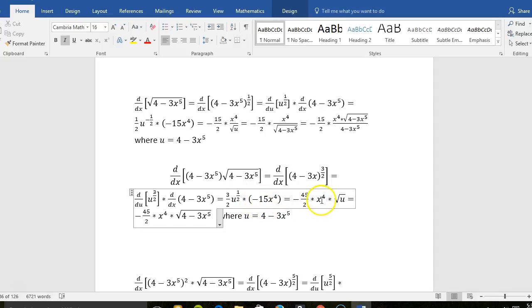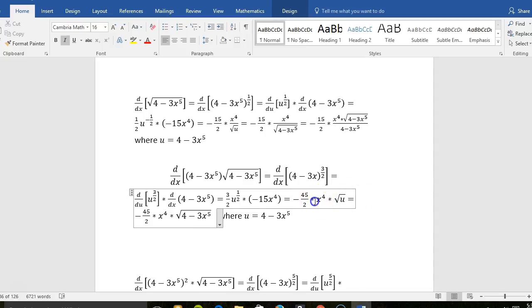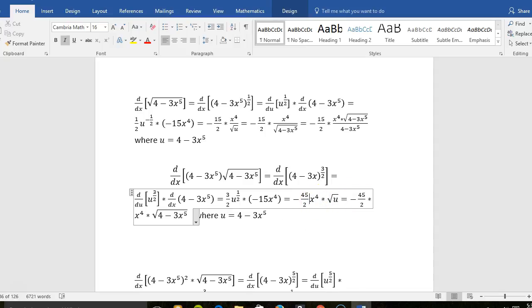We also have the x to the fourth and the square root of u. And I keep this times sign here for clarity. It is a little superficial, true, but you run into the same problem if you don't: Microsoft Word makes it ambiguous what you mean. Now, you can get rid of this one, and you'll be fine. So if you want to get rid of that times sign, great.